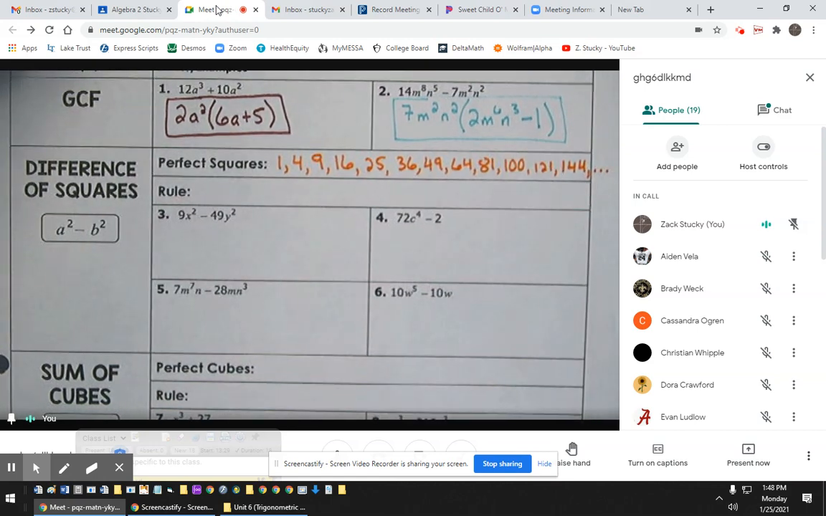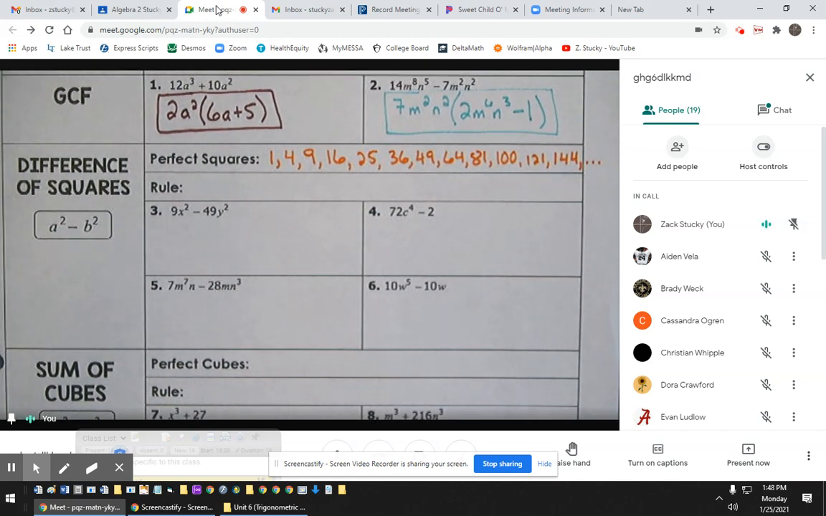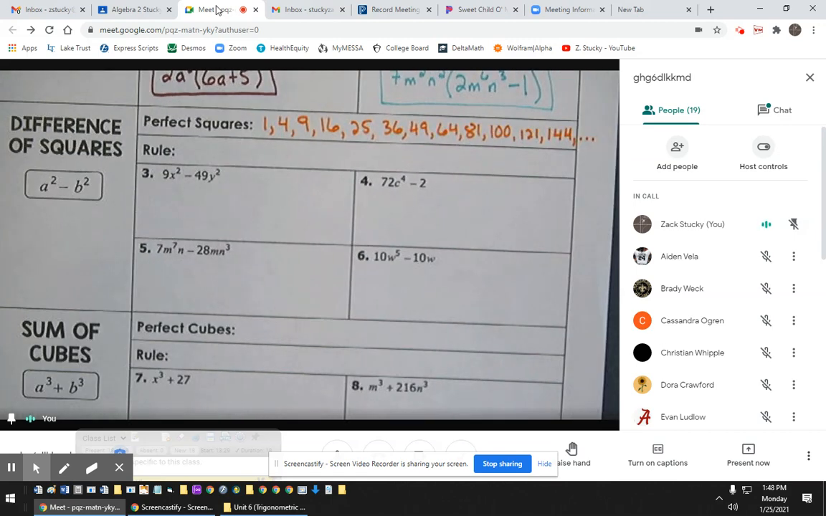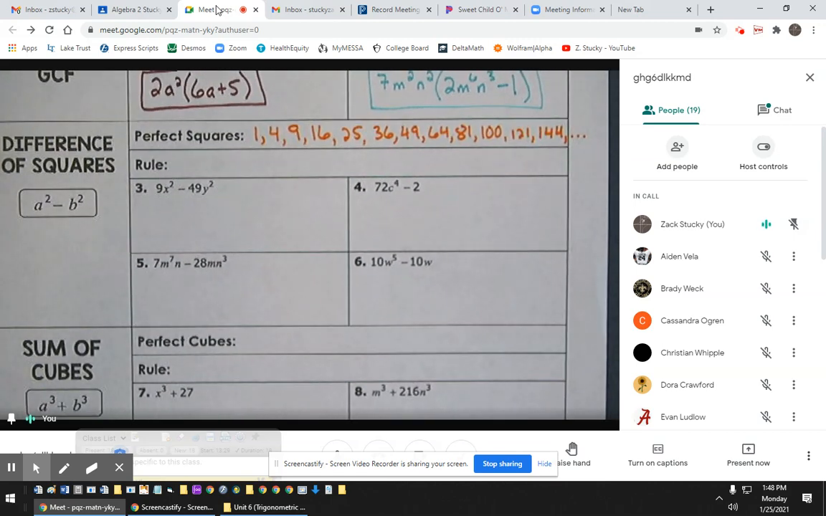It can go as long as you want it to, right? So there is a 1,000,000th perfect square. There's a 1,256th perfect square.